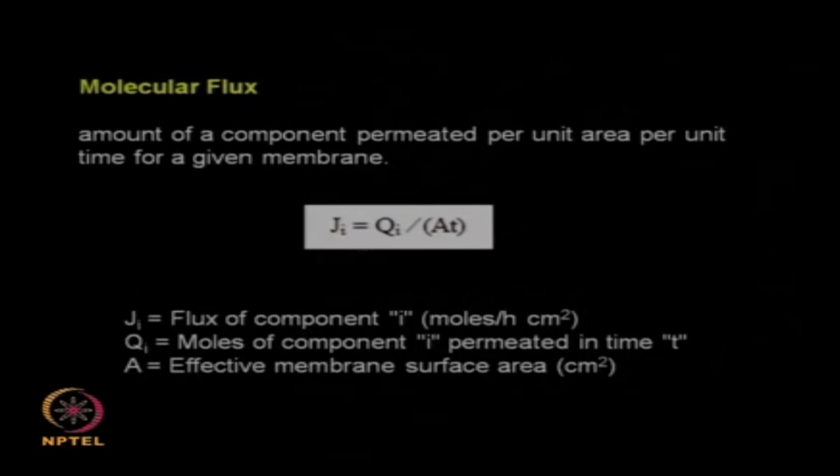Molecular flux: the solute is diffusing in and reaching the other side, so there is a flux created by each solute. The amount of component permeated per unit area per unit time is given by Q divided by A into T. A is the effective membrane surface area, T is your time. We have put i here because we are talking about the ith species; there could be a jth species, kth species and so on. Each species will have a certain flux. So Ji, the flux, depends upon the moles of component i divided by A T.